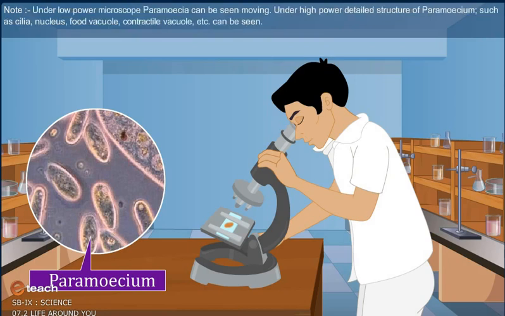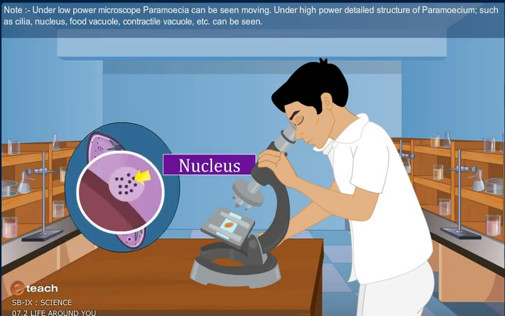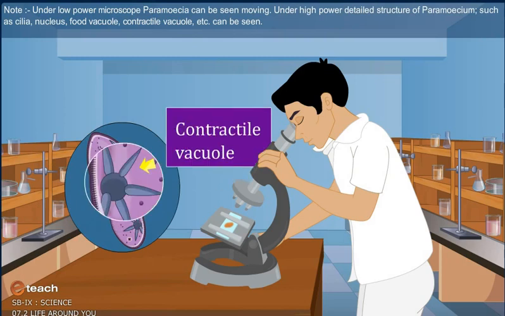Note. Under low power microscope, paramecia can be seen moving. Under high power microscope, detailed structure of paramecium such as cilia, nucleus, food vacuole, contractile vacuole, etc. can be seen.